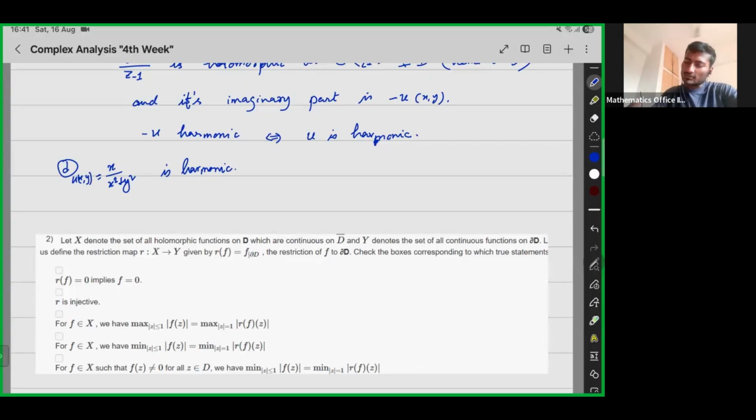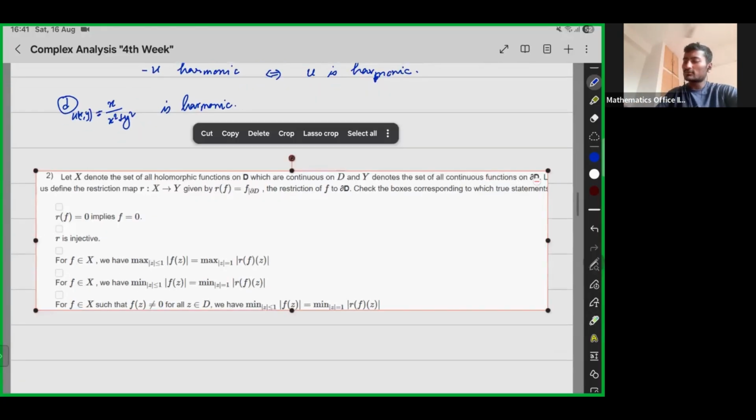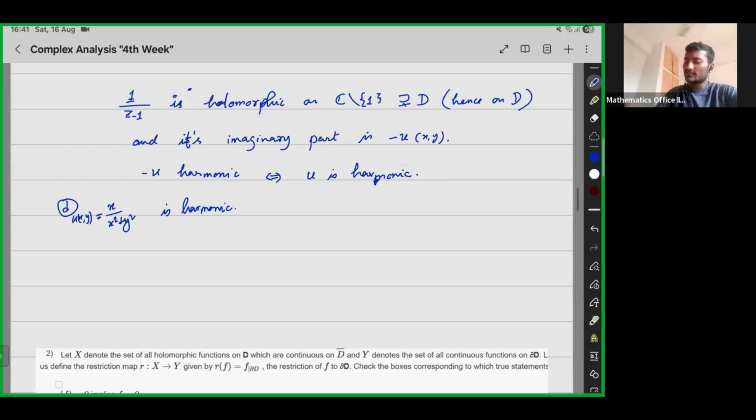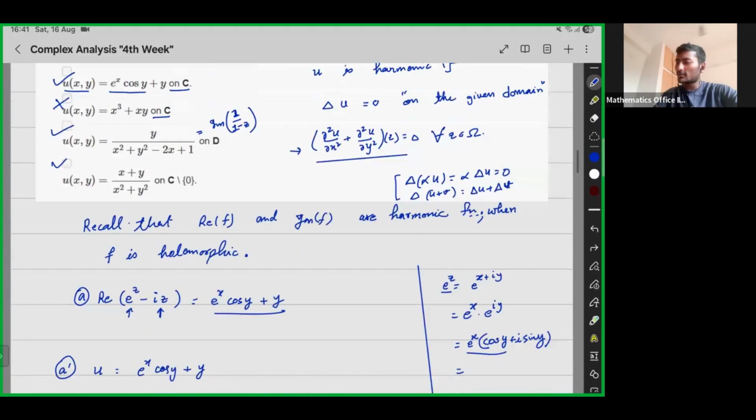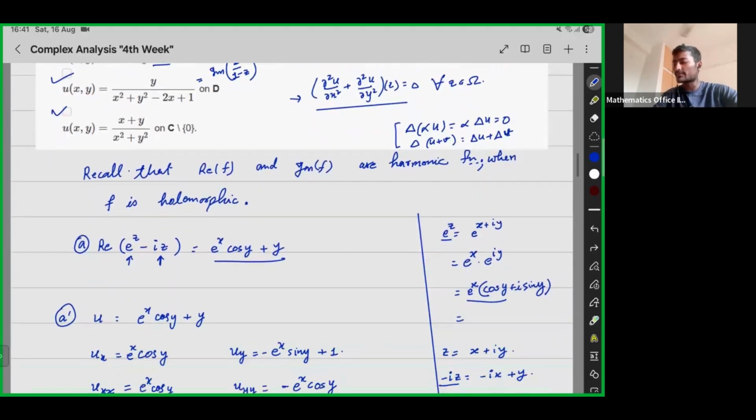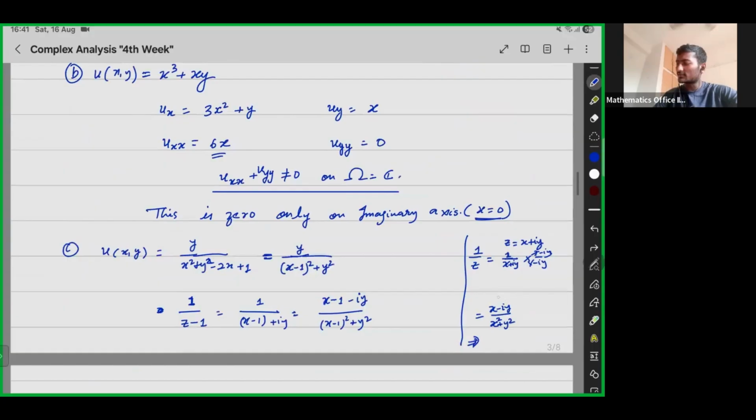Right? How to do this? One way is to apply the basic definition and get the answer. Another way is to guess which holomorphic function this is the real part or imaginary part of, whatever, because both the real part and imaginary part of holomorphic functions are harmonic. So you already saw that in the denominator we have x square plus y square. Somewhere we did this calculation.